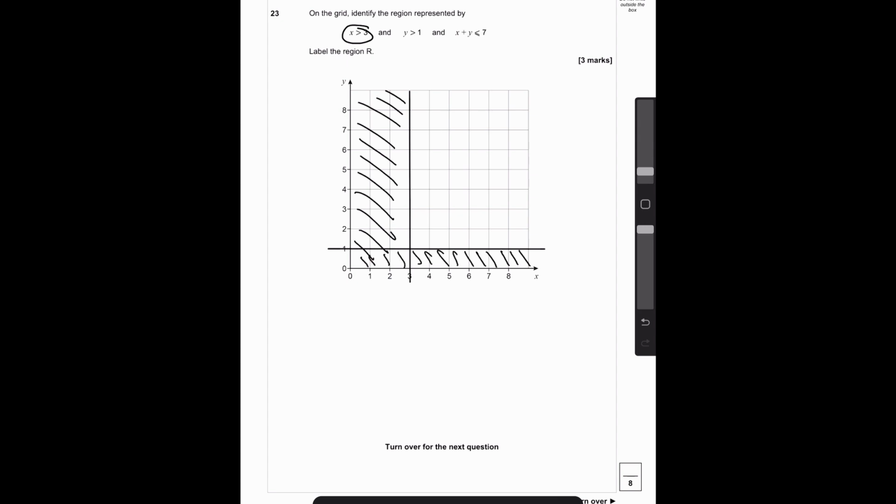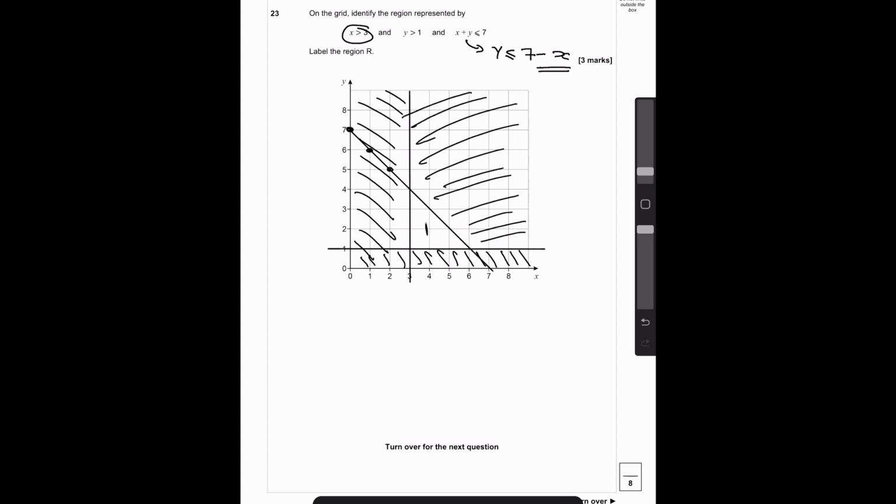For the next bit, we're going to rearrange it to say y is less than or equal to 7 minus x. Our line is going to start at 7. This minus x means that every time we go right 1, we're going to go down 1. So next point here, and we join them up with a straight line. Now we want values to be less than y, so we're going to cross out above the line. This means R is all the region in the middle.